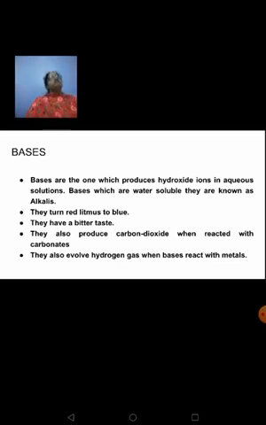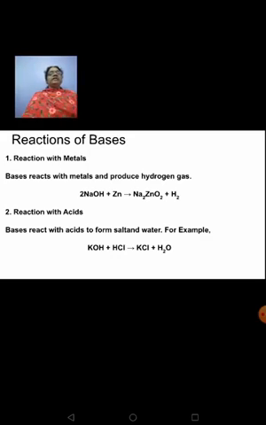These bases also produce hydrogen gas when they react with metals, and they produce carbon dioxide when reacted with carbonates. Now we'll study the reaction of bases with metals. We saw just now that when bases react with metals, they liberate hydrogen gas. I've given an example here: sodium hydroxide, when it reacts with the metal zinc, forms sodium zincate and liberates hydrogen gas.